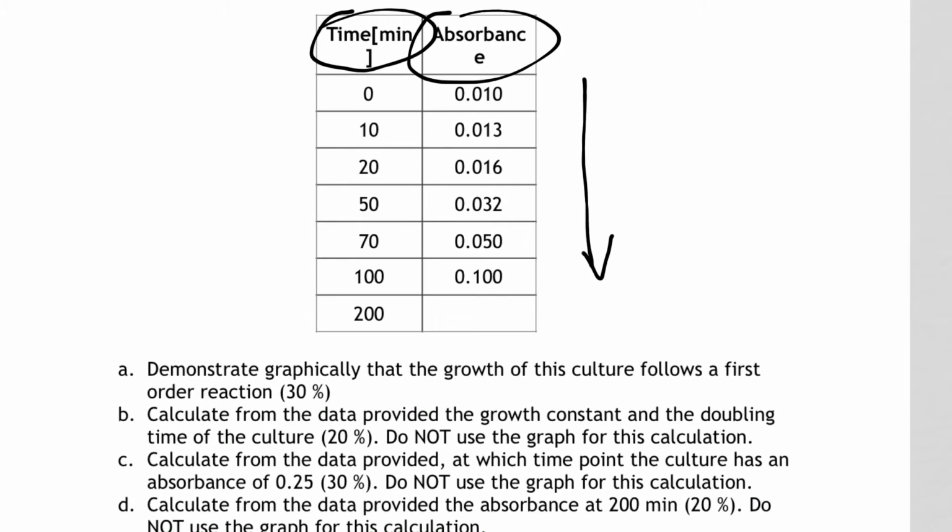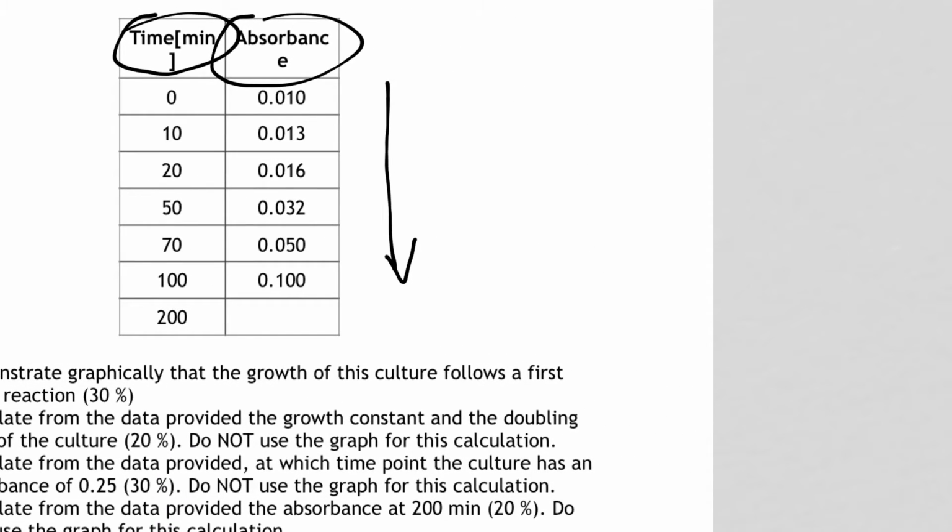Now, one of the first questions was basically, demonstrate graphically that the growth of this culture follows a first-order reaction. Okay? Now, how could we do that? How could we approach this question? Well, what we could do is plot these data here.